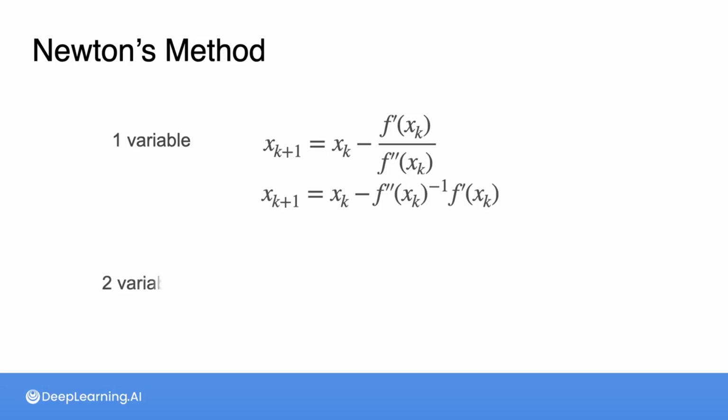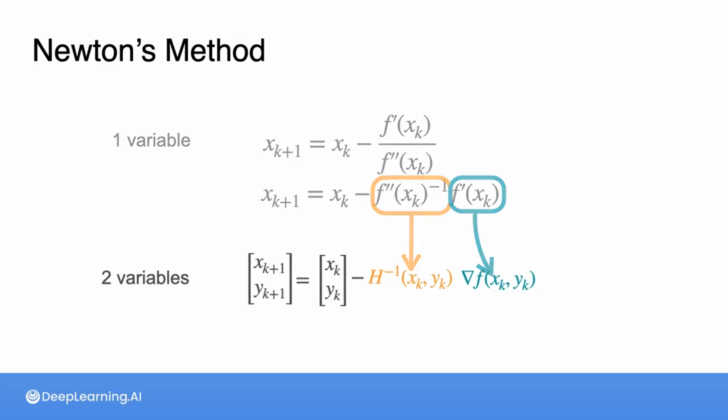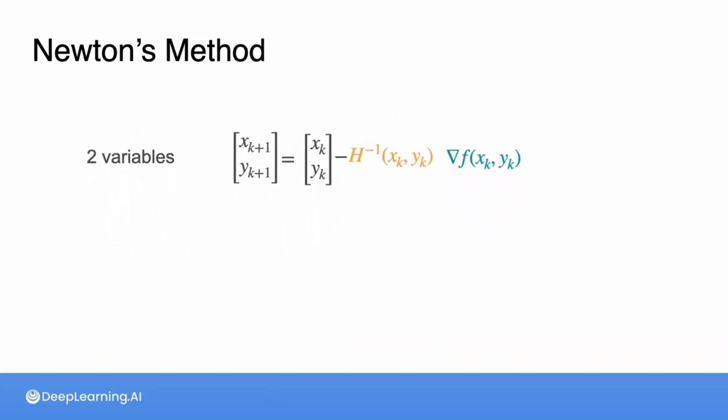Now what happens in two variables? Well, in two variables, you don't have one coordinate, you have two coordinates, x and y. So your kth iteration is xk, yk, and your k plus 1 iteration is xk plus 1, yk plus 1. And how do you obtain the k plus 1 iteration from the kth iteration? Well, let's look at the expression above. The second derivative turns into the Hessian, and the first derivative turns into the gradient. And notice that the second derivative is inverted because you're dividing by it. Well, that simply turns into the inverse of the Hessian matrix. So this is the expression for two variables.